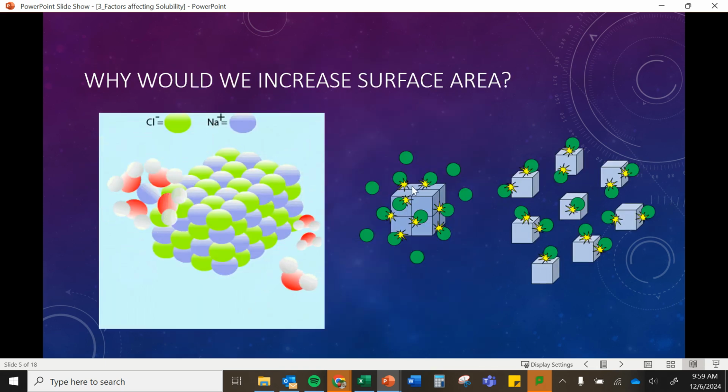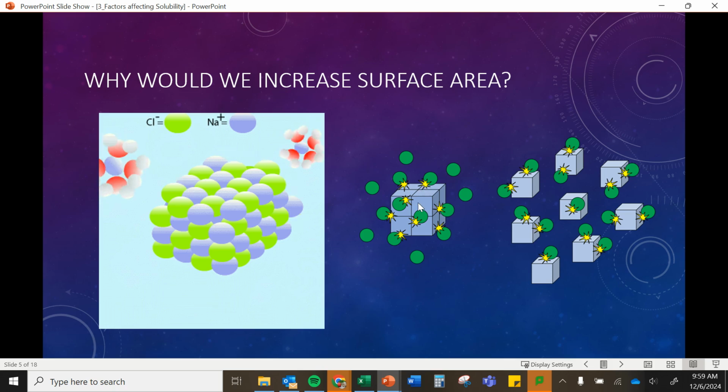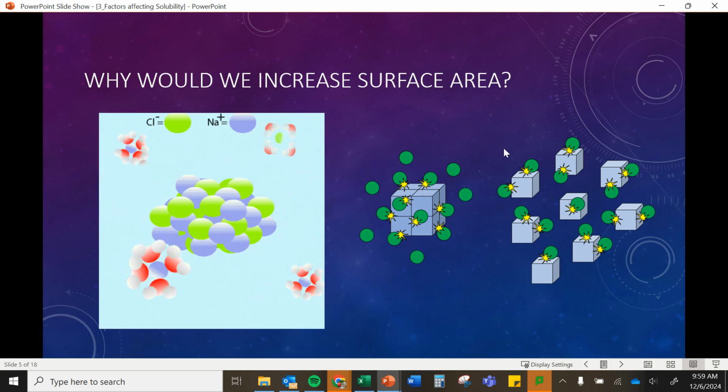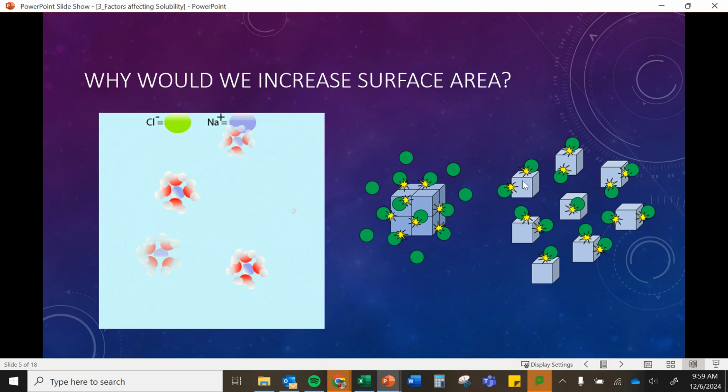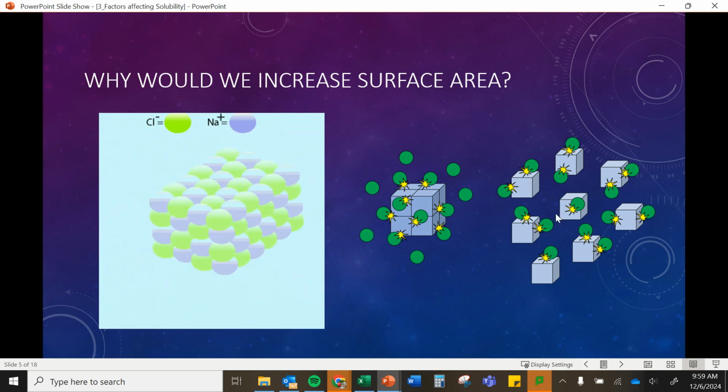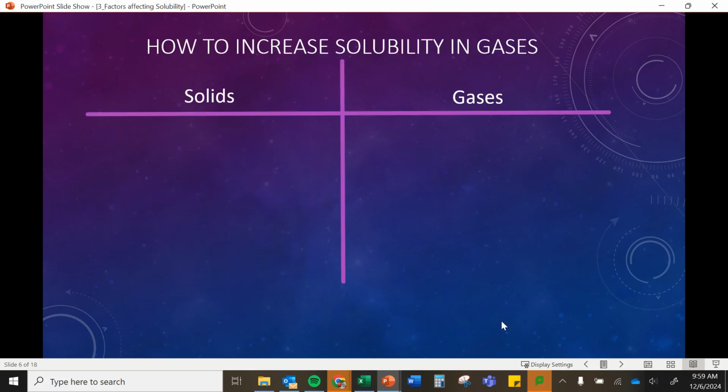Okay, you can think about it here. The surface area is interacting with the water molecules, but when we break it up, we're increasing the surfaces, so it's going to have more surface area. And that makes it dissolve faster because water is able to interact with more parts of the solute.